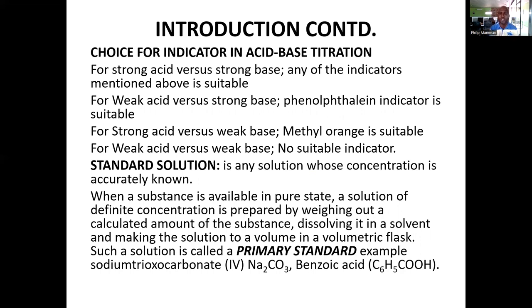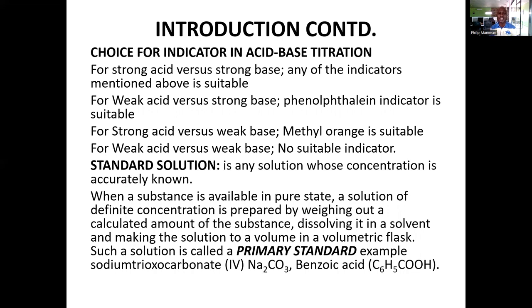When a substance is available in pure state, a solution of definite concentration is prepared by weighing out a calculated amount of the substance, dissolving it in a solvent, and making the solution up to the volume in the volumetric flask. Shortly, we will see what a volumetric flask is. A volumetric flask is used to prepare a standard solution. Volumetric flasks come in different volumes, but the most acceptable one is the 1 dm cube or 1000 centimeter cube volumetric flask. Such a solution is called a primary standard.